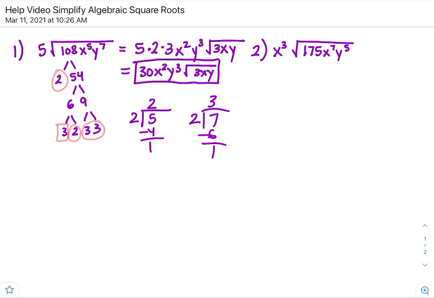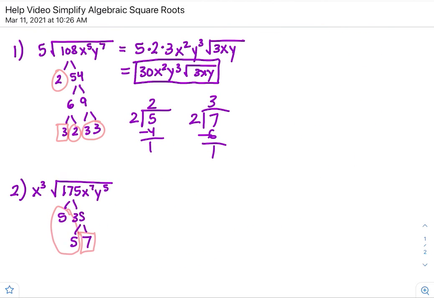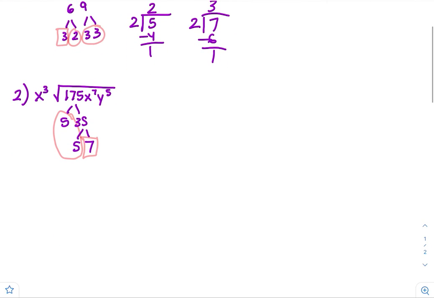So there's that one. Number 2, same thing. Let's break this down. 5 times 35, 5 times 7, pairs of 5s, and a leftover of a 7. So I'm going to run out of room, so I'm going to bring this over down here. Okay, so x to the third, we found a pair of 5s, so 5 is going to pop out. Same thing as taking the square root of 25. And we have a leftover, so the square root of 7 will go on the inside the square root.